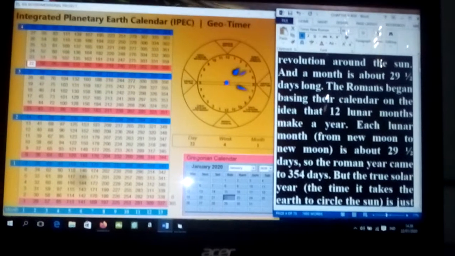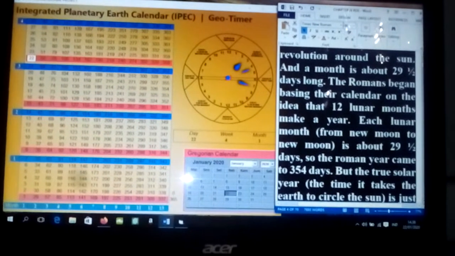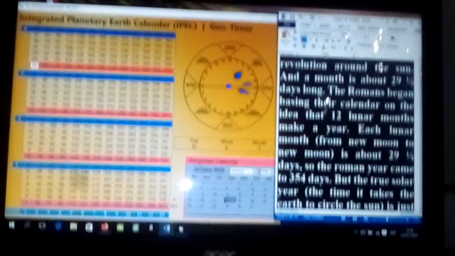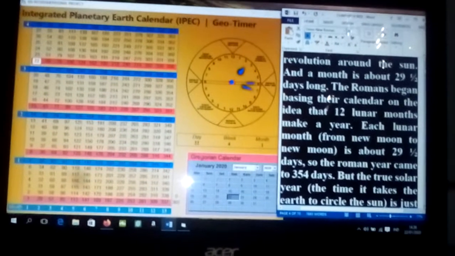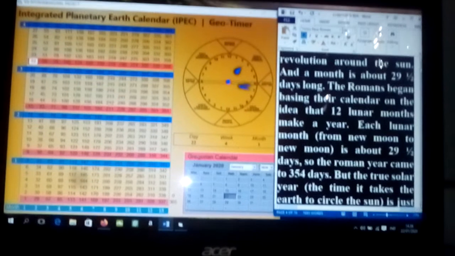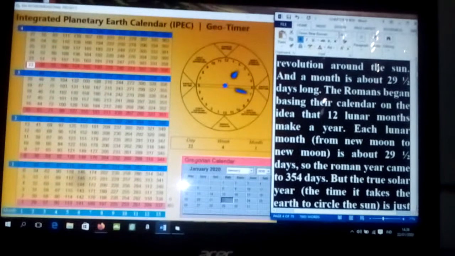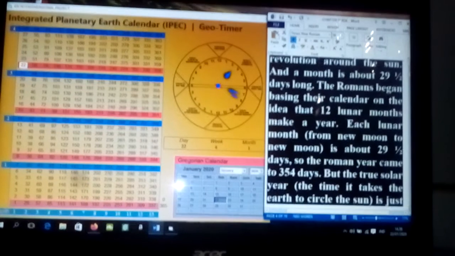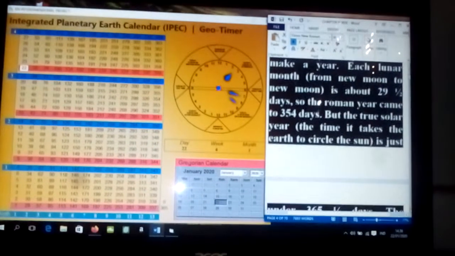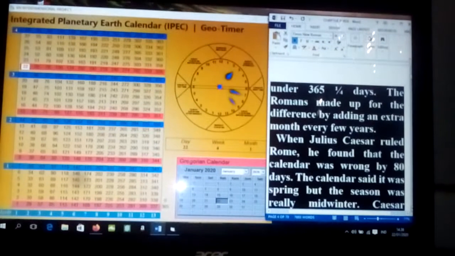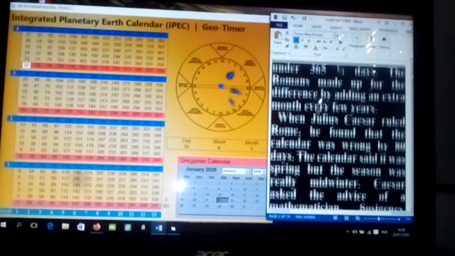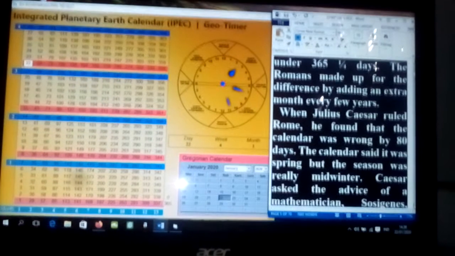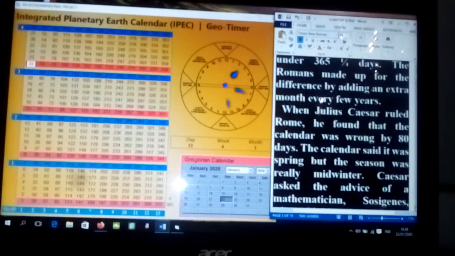The Romans began basing their calendar on the idea that 12 lunar months make a year. Each lunar month, from new moon to new moon, is about 29 1/2 days. So the Roman year came to 354 days. But the true solar year, the time it takes the Earth to circle the Sun, is just under 365 1/4 days. The Romans made up for the difference by adding an extra month every few years.